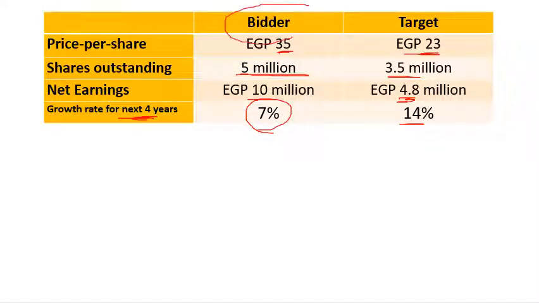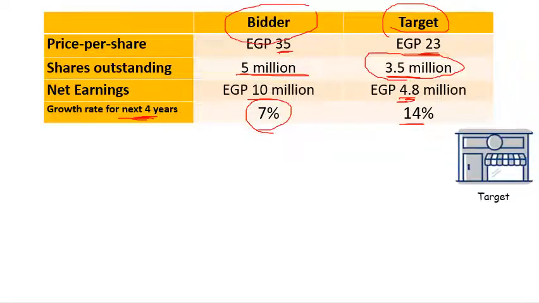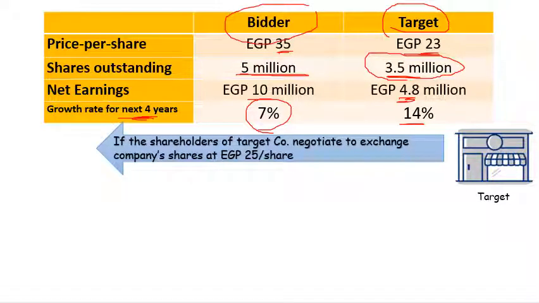The bidder and the target company agree to merge using a stock swap. So the bidder company will issue new shares to exchange for the outstanding 3.5 million shares of the target company. The target company shareholders negotiate to exchange their shares. How many shares? 3.5 million shares at 25 Egyptian pounds, not at 23.